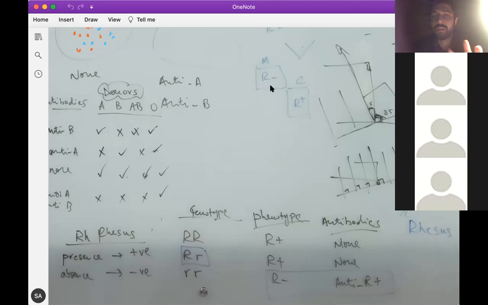But as far as the childbirth or the health or progress of this child is concerned, it gets unaffected. It is not affected. The Rhesus disease is about the subsequent pregnancies, the subsequent births, the births of the second child, for example, or the third child. That is where the problem is.